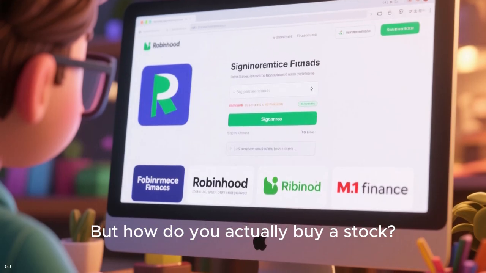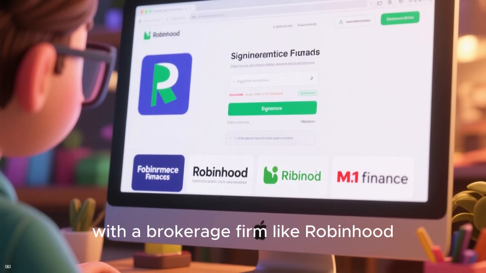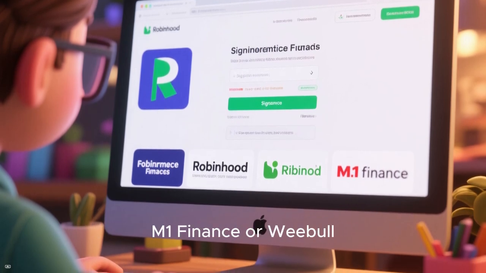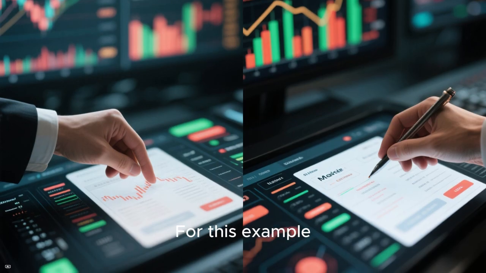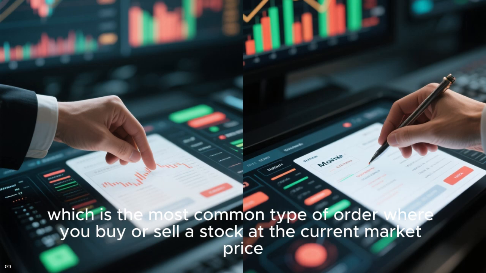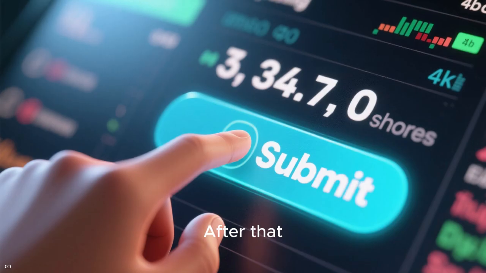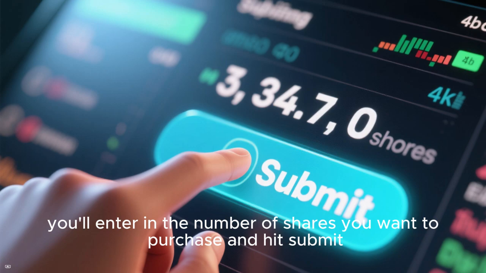But how do you actually buy a stock? Well, first you need to open up an account with a brokerage firm like Robinhood, M1 Finance, or Webull. Then you'll want to choose the order type. For this example, we'll be using a market order, which is the most common type of order where you buy or sell a stock at the current market price. After that, you'll enter in the number of shares you want to purchase and hit submit.